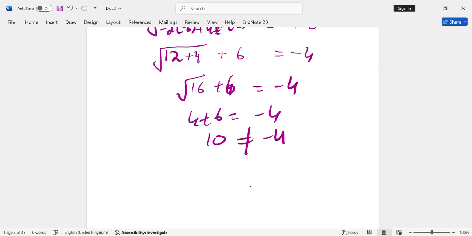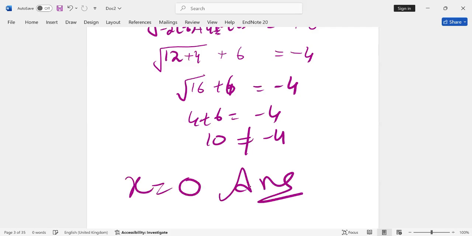This means that the solution of this question is x equals 0. This is the required answer for this question. So moving toward the next question of question number 1.